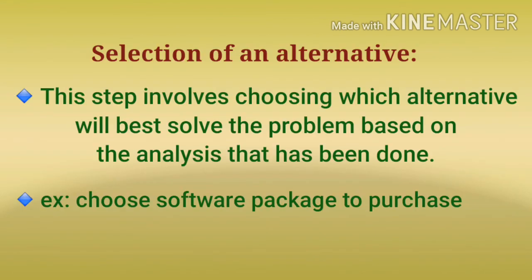Selection of an alternative. This step involves choosing which alternative will best solve the problem based on the analysis that has been done. Example, choose software package to purchase. Our matrix shows the score of the three different alternatives, which suggests that option C is the most suitable alternative because the total score of C is largest compared to B and A. Therefore, by the analysis, option C nutrient analysis software is selected.